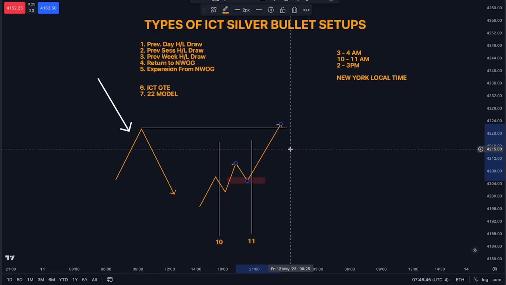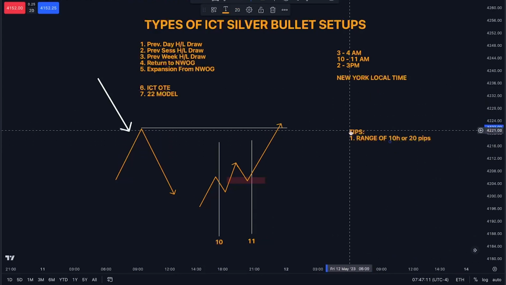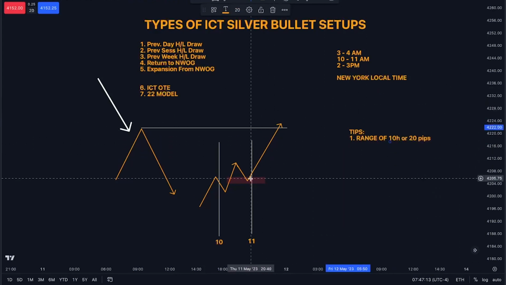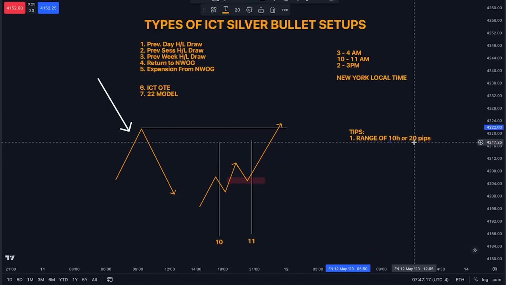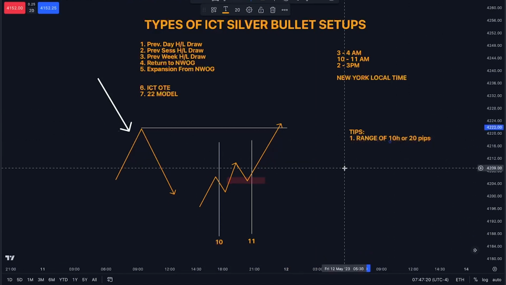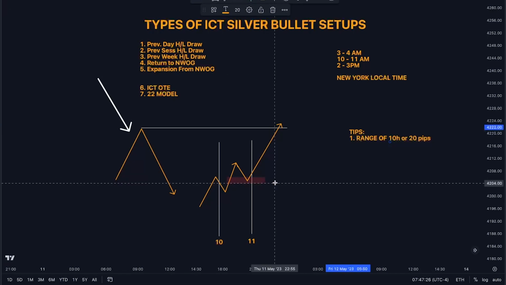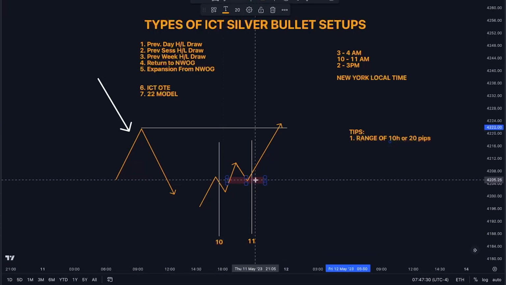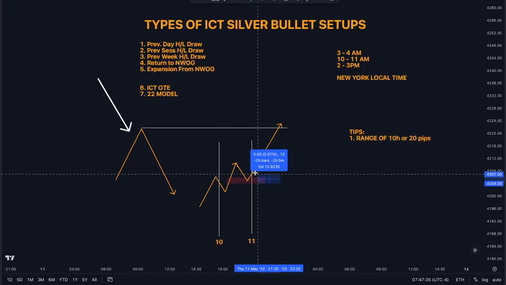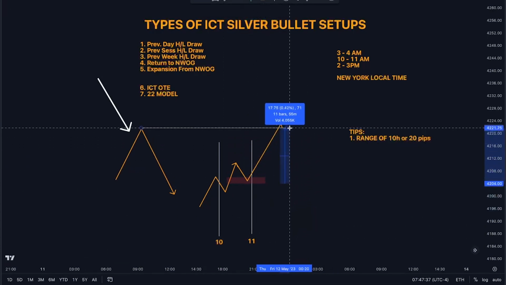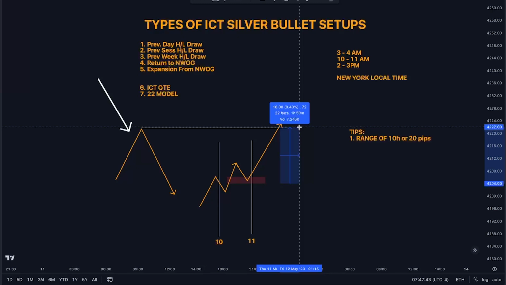And now another tip that ICT told us. So this is the first tip ICT gave us. The range of the trade should be at least 10 handles or 20 pips on Forex. That means from the best possible entry, and the best possible entry is, for example, the low of the fair value gap, okay? You want to take your measurement and measure all the way up to your target. And that should be more than 10 handles or 20 pips.